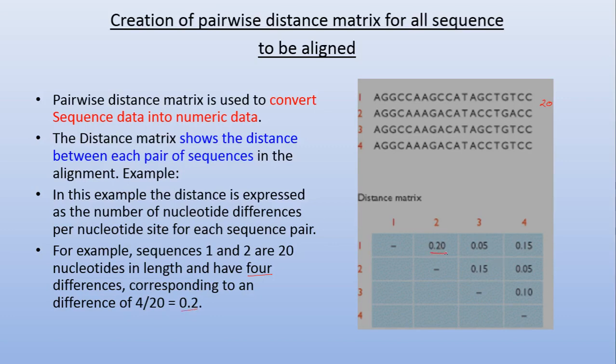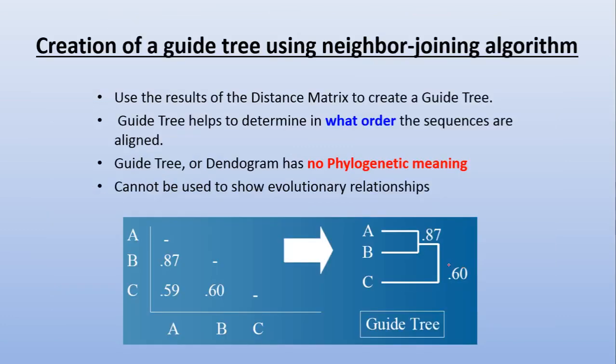So this 0.20 corresponds to the distance between sequence 1 and sequence 2. The idea is to obtain some numerical way by which you can decide which of the two sequences are similar and which of the two sequences are dissimilar. In this way, by converting this data into a distance matrix, our objective is to convert this sequence information into numerical information, so that these numbers can further be manipulated in generating your multiple sequence alignment.